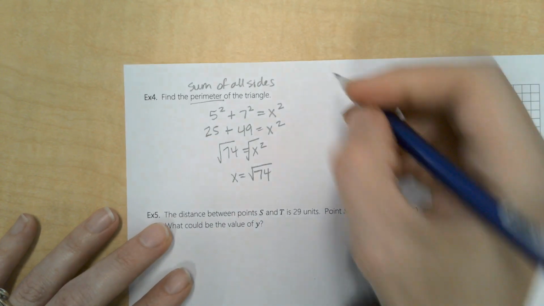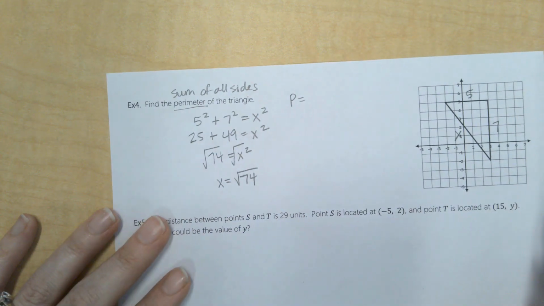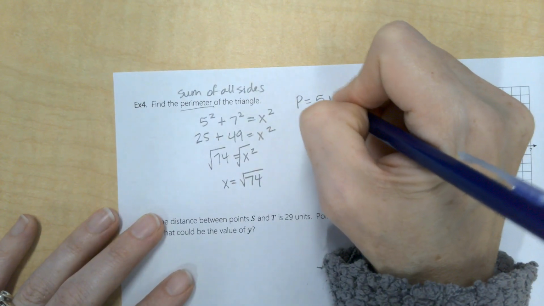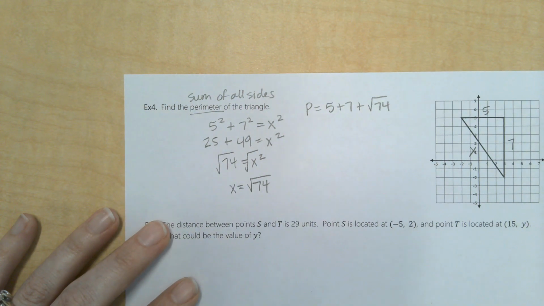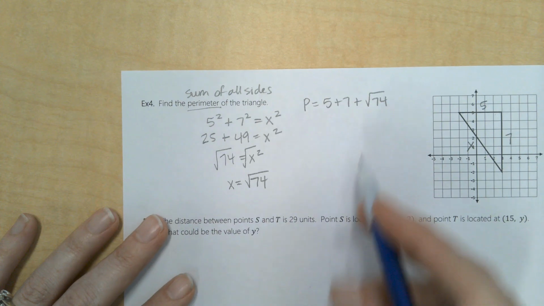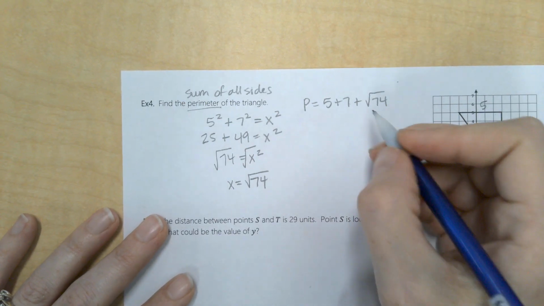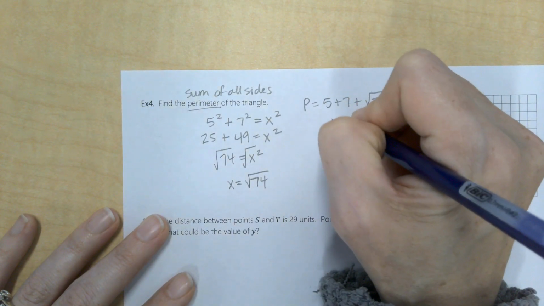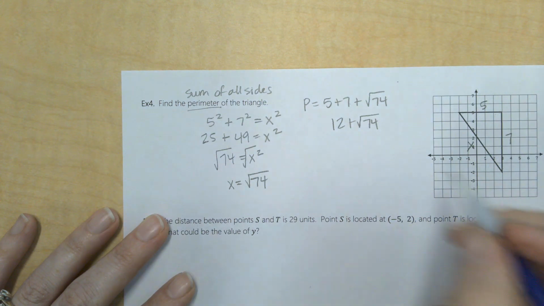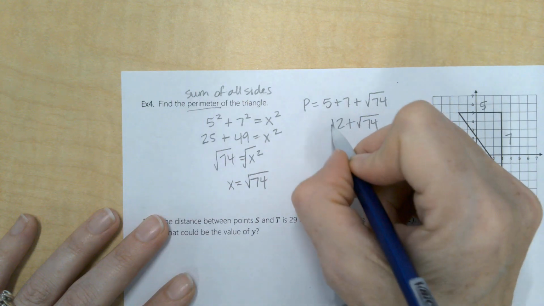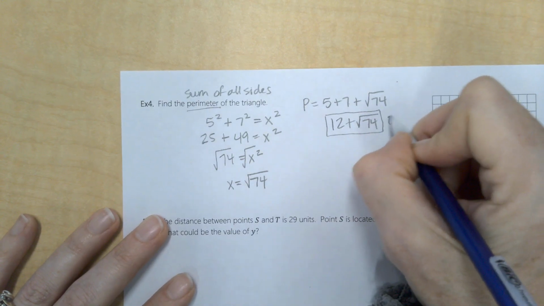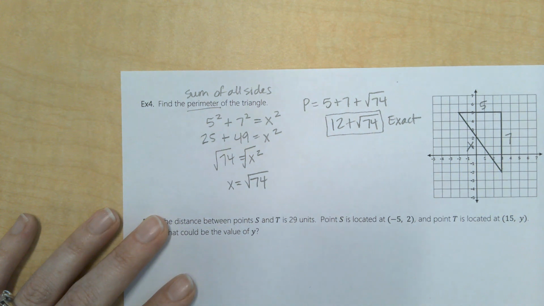Okay, so we want the perimeter. That means we are going to add all the sides. We're going to go 5 plus 7 plus the square root of 74. So 5 and 7 we can put together. What's 5 plus 7? 12 plus the square root of 74. This right here would be the exact perimeter. Now we can go ahead and round it.